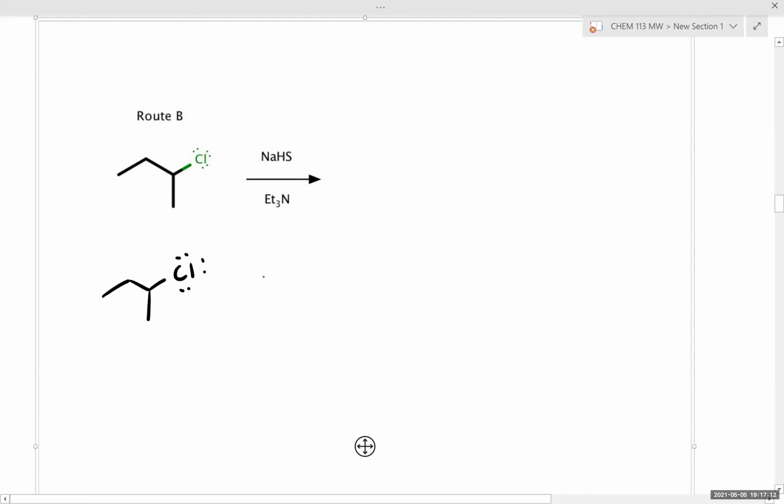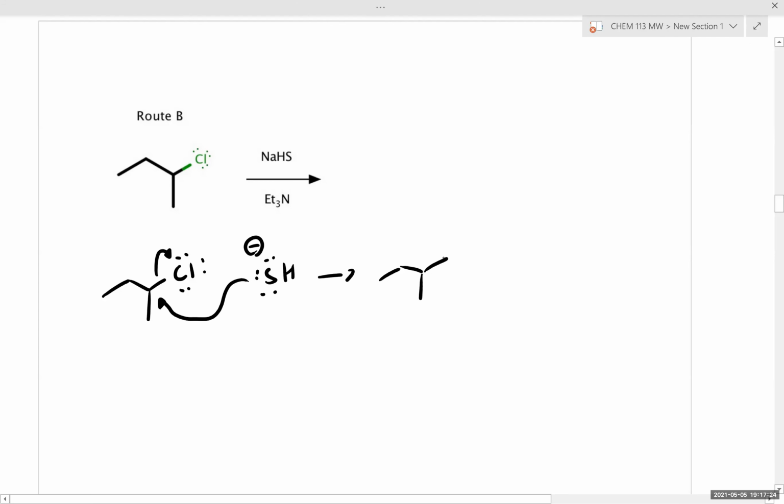So in this case, our first step for this mechanism is our sulfur nucleophile will attack and displace our chloride leaving group via a typical SN2 reaction. However, this reaction doesn't stop there. We still have some alkyl halide floating around, and so our sulfur nucleophile will attack a second equivalent of alkyl halide, giving us the symmetrical sulfide product.